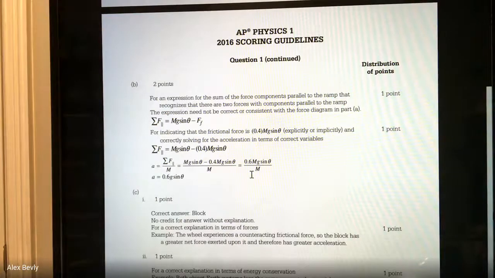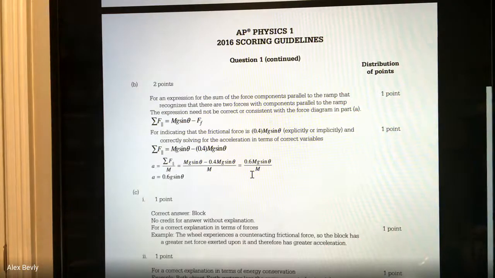Which is sometimes how I feel about how they grade. Sometimes there's like, everyone gets a point, and then the other one is like, you need to donate a kidney to earn that point.